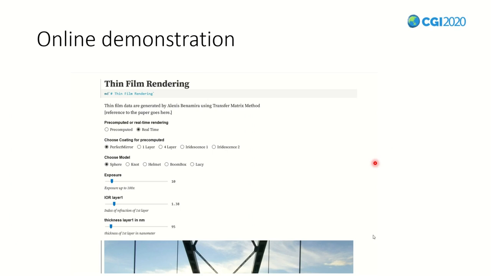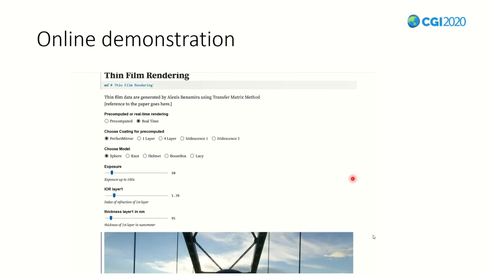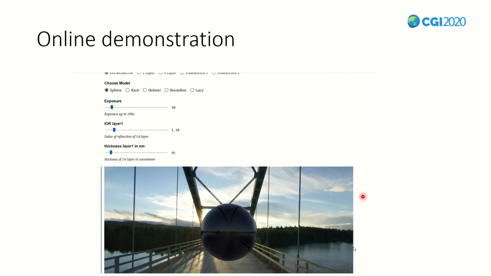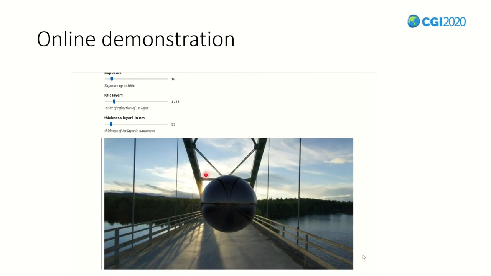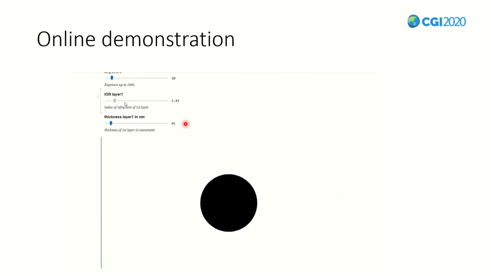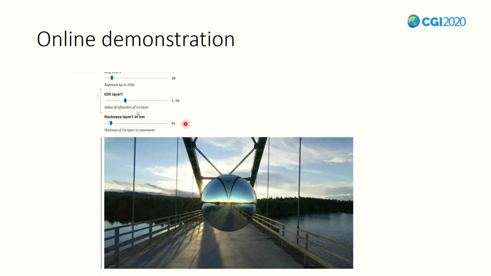And we made our code available online using an Observable notebook right here. So by default, it's set to a one-layer anti-reflective configuration right here. The user interface only has one layer, of course, at the time of the recording, but we're going to correct that so you can change the index of refraction and the thickness for as many layers as you want.